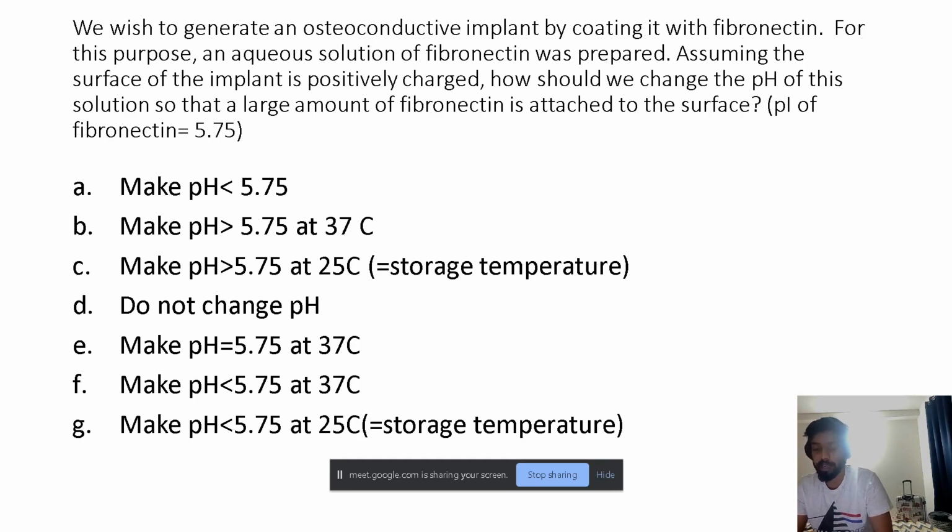Okay, now do you want to make it at 37 degrees centigrade or 25 degrees centigrade? Again, 25 degrees centigrade, as I mentioned, is a storage temperature. So the reaction would most likely be happening at 37 degrees centigrade, right? So you would not do the reaction at a storage temperature. You would do the reaction at a different temperature. In most cases, usually at an ambient temperature, but in this case they're saying that 25 is the storage temperature, so 37 degrees is the reaction temperature. So making the pH greater than 5.75 at 37 degrees Celsius is what you would want to do to facilitate a large amount of fibronectin to attach to this positively charged surface.